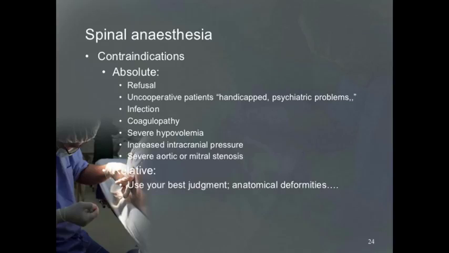Severe aortic or mitral stenosis, in this already the function of the heart is quite compromised, and their output is quite low. And if because of spinal or epidural anesthesia there is hypotension, it will be compromised more. That's why we should not use this type of anesthesia, or if we are using it, we have to be very careful. Relative contraindication, for example if some patient has scoliosis, naturally it's a bit difficult, so you should avoid it.